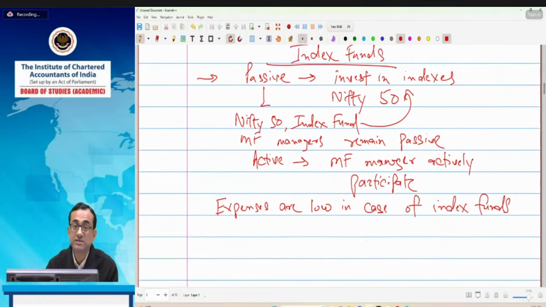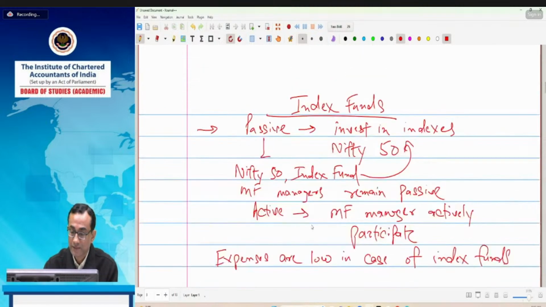The reason is the passiveness, because the mutual fund does not have to do constant research all the time, and will not have to be actively involved all the time. You can say research and development expenses and consultancy charges on the part of the mutual fund are less. That is why the expenses are low. Since the expenses are low, it is beneficial for the investors also.